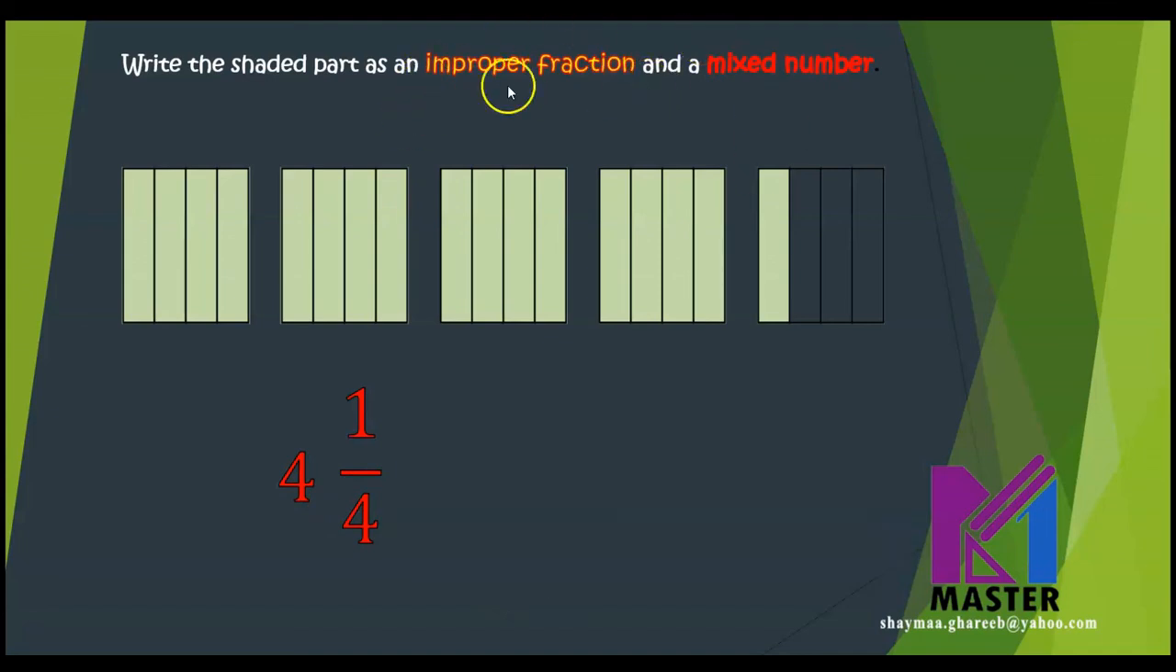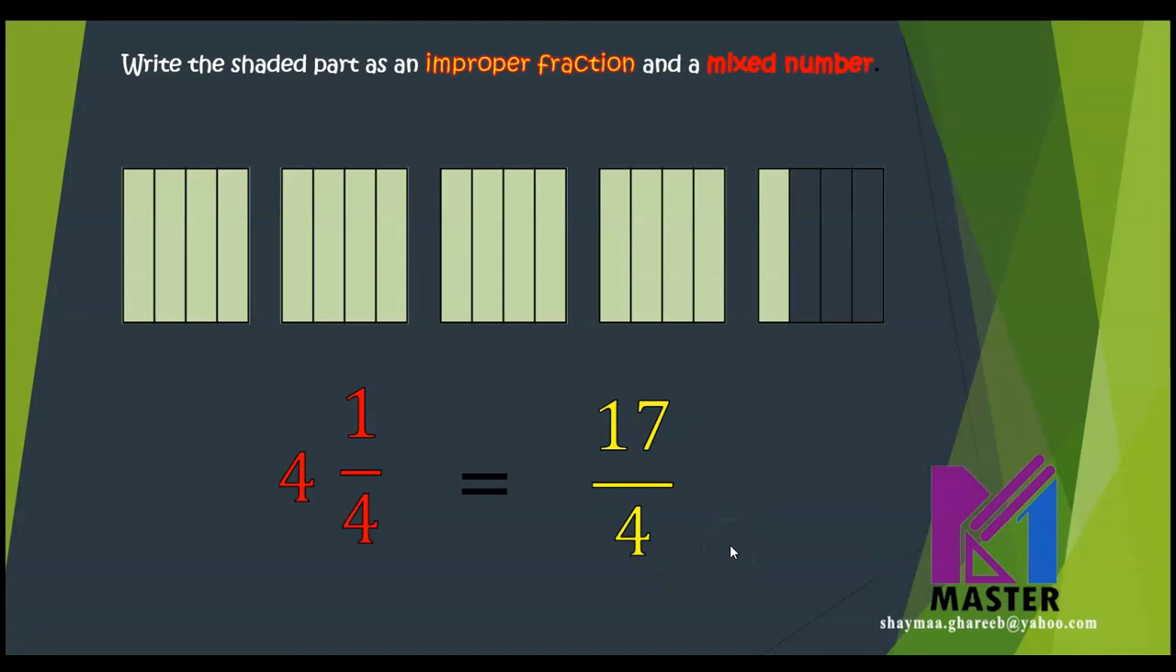If I want to write it as an improper fraction, I will count the small parts. Each small part here in the 1 whole equals 1/4, because the 1 whole is divided into 4 equal parts. So let's count the quarters: 1, 2, 3, 4, 5, 6, 7, 8, 9, 10, 11, 12, 13, 14, 15, 16, and 17. So the total number of small parts is 17 quarters, which is 17 over 4.